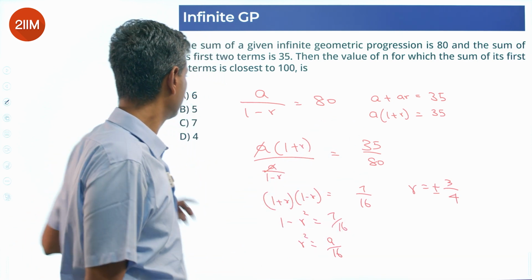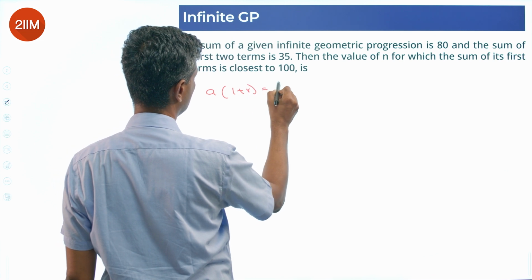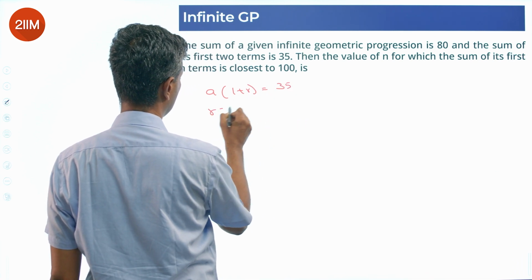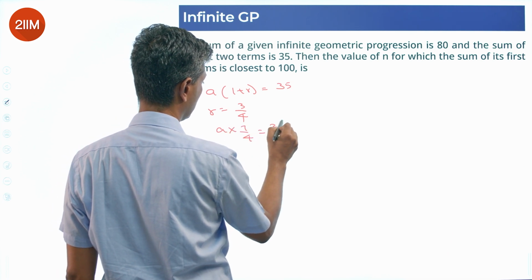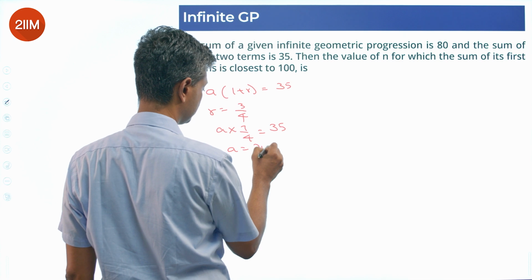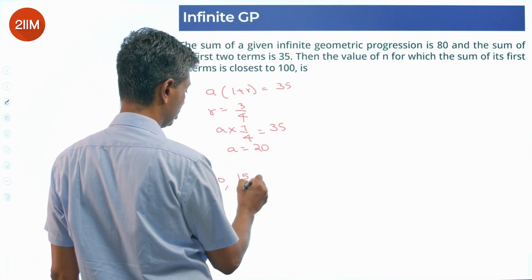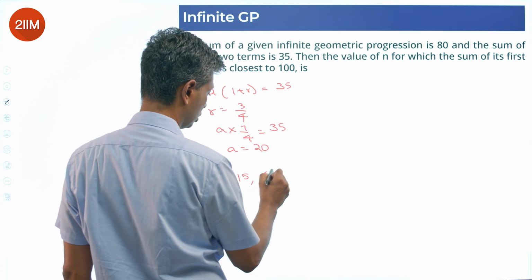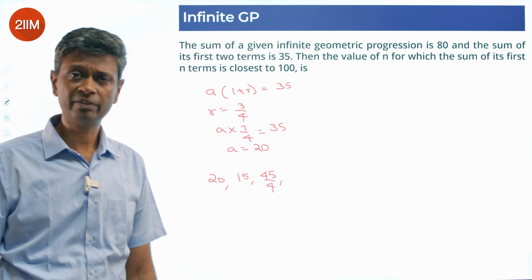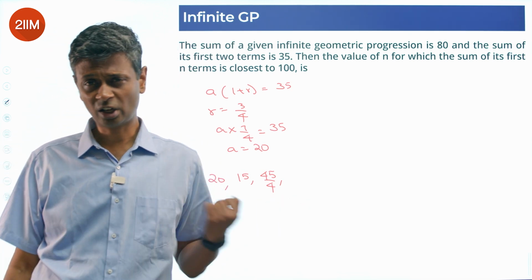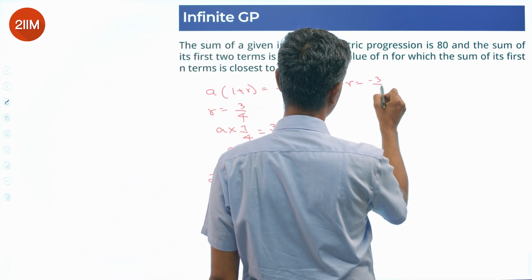When we come back to this, a into 1 plus r is 35. r could be 3 by 4, because a into 7 by 4 is 35. a is 20. This means the first term is 20. 3/4 of that, 15. 15 into 3 by 4, 45 by 4, and so on. That is the sequence. First two terms add up to 35. Infinite terms will add up to 80. That will work.